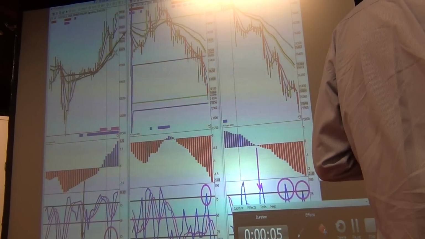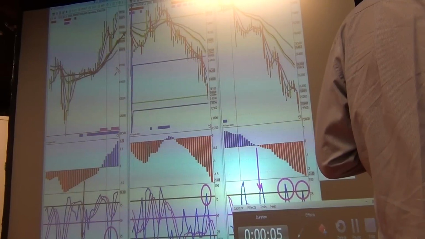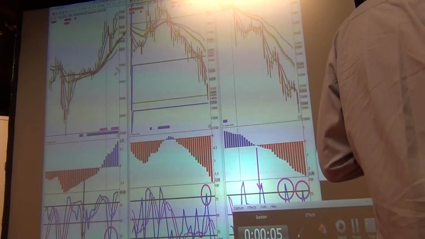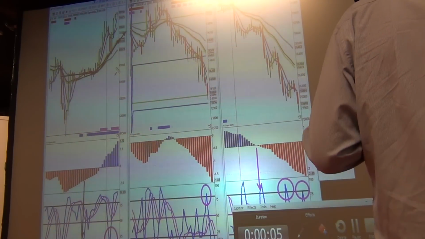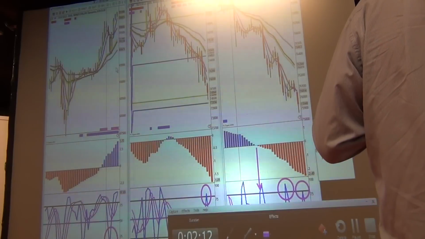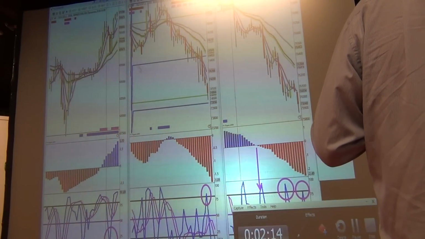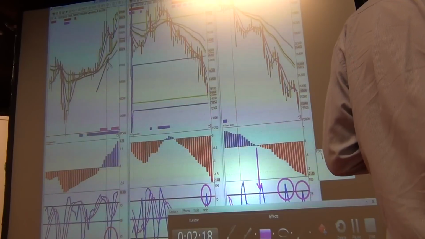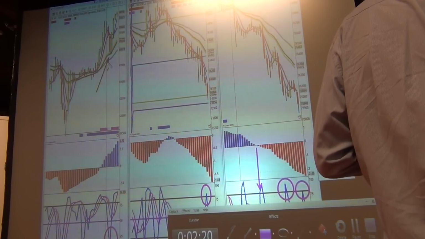That's this black line here, and the green line. The green line is an 18-period exponential moving average, and the black line is a 20-period exponential moving average. And you'll notice it's trending up.